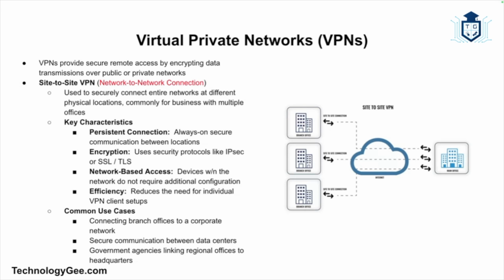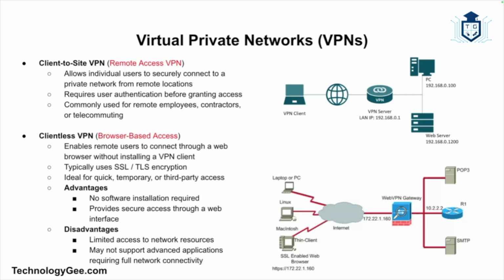The common use cases for a site-to-site VPN are businesses connecting branch offices to a central corporate network, secure communication between data centers, and government agencies linking regional offices to headquarters. All right, next we have what is called a client-to-site VPN, also known as a remote access VPN. This enables individual users to connect securely to a network from remote locations.